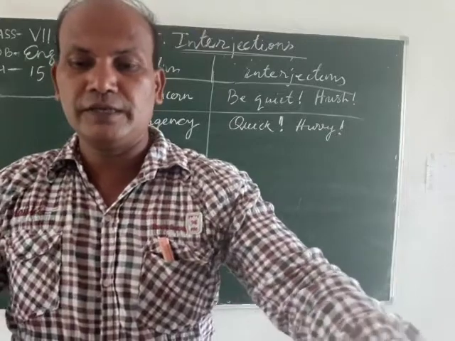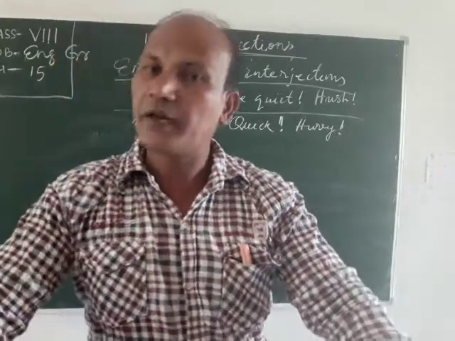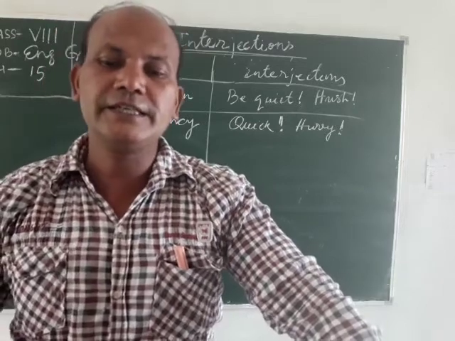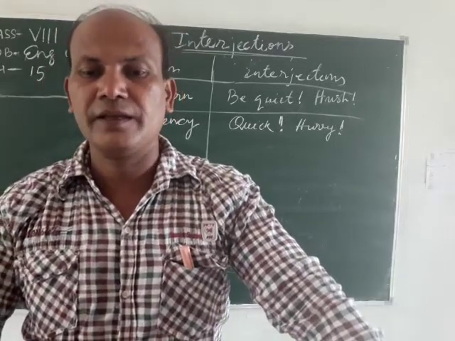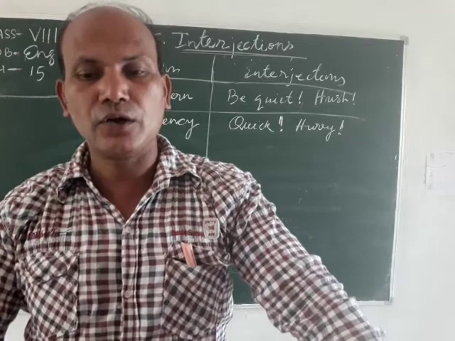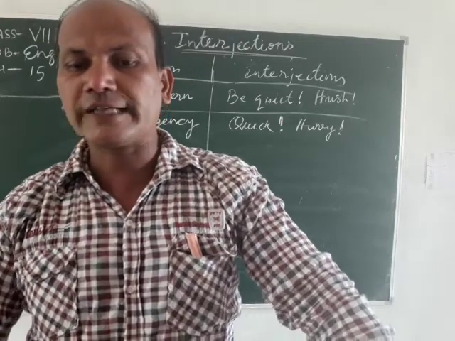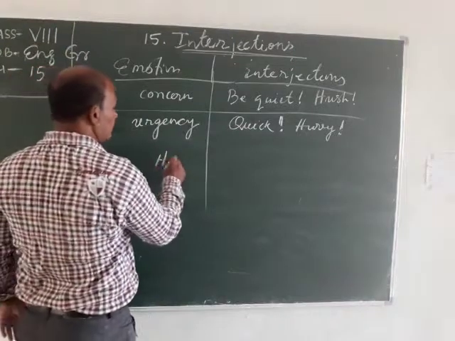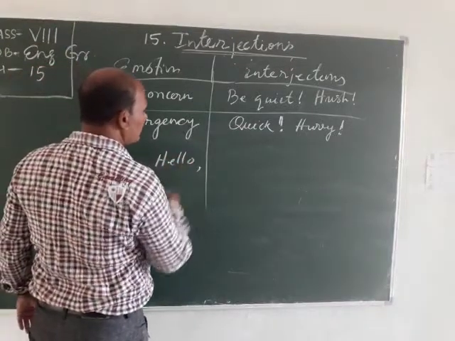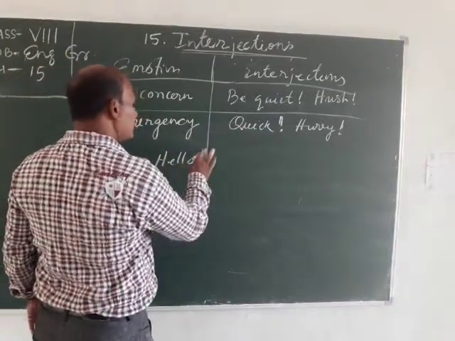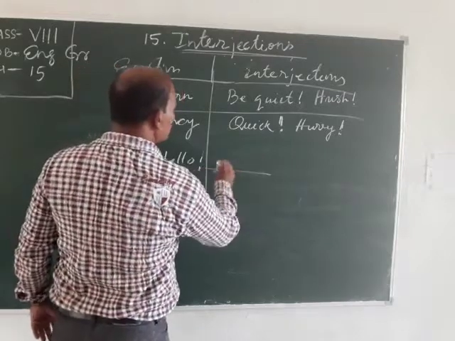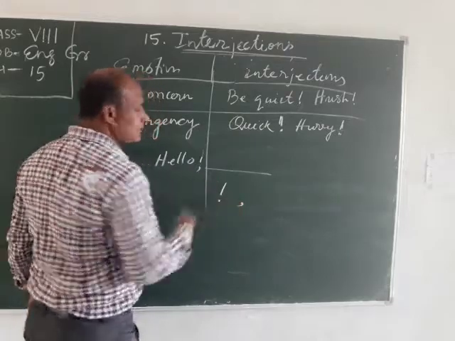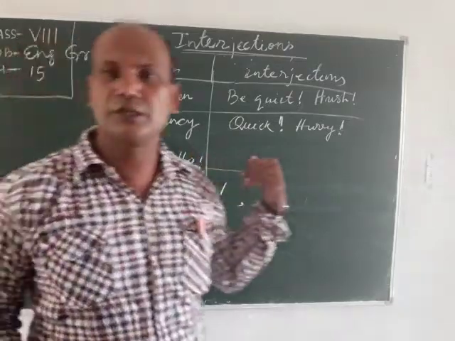I hope you have understood. Practice it more, and finally I have to tell some notes. An interjection can be followed by either a comma or an exclamation mark. Either a comma or an exclamation mark, we can proceed. These are those points, okay?